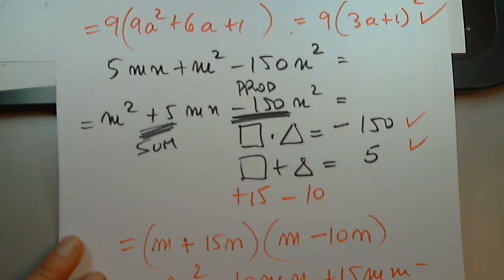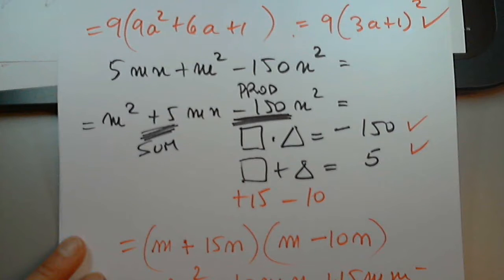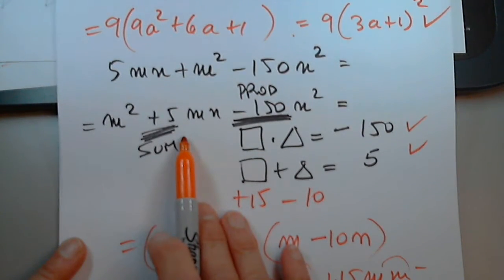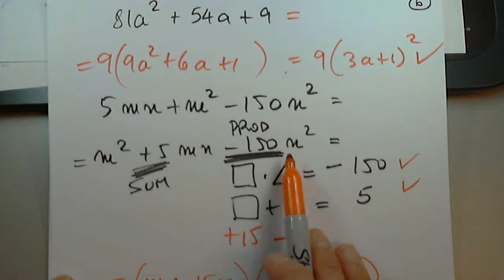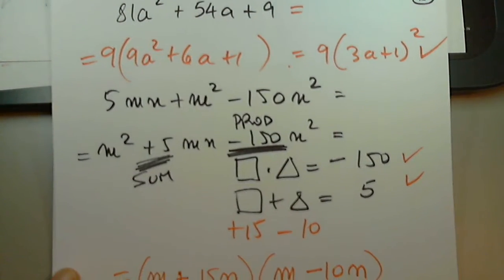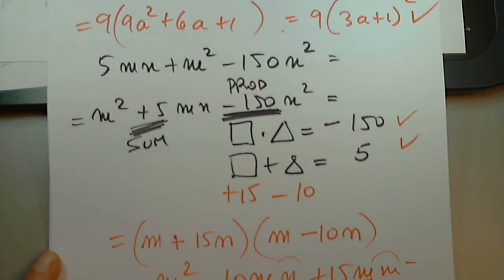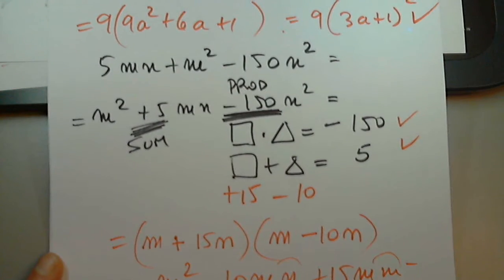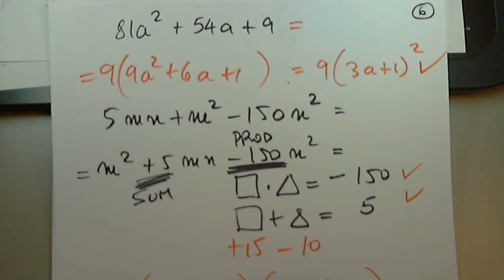You're doing some cursive stuff, so it looks like your M's are N's. So this is the m, and this is the n. So m squared, 15mn minus 10mn is 5mn, and negative 150 n squared. Is that okay? Yeah, I thought the thing next to the 15 was an N, but it's an M, so now it makes sense. Sorry about that. No, you're fine.